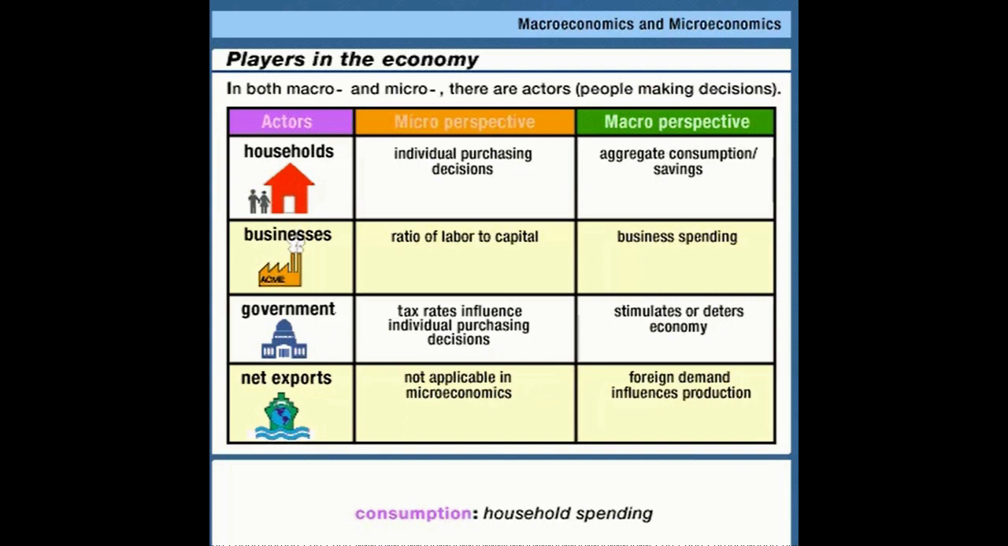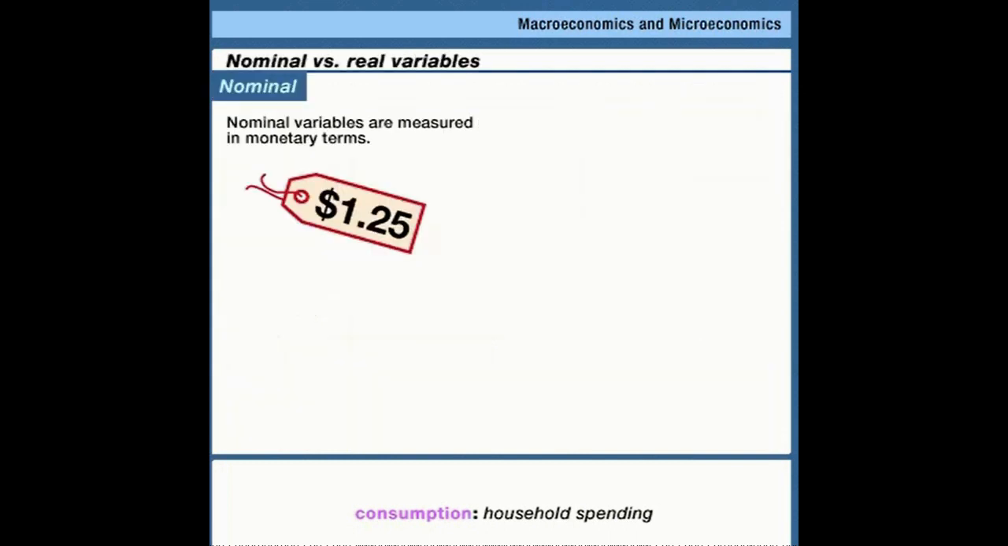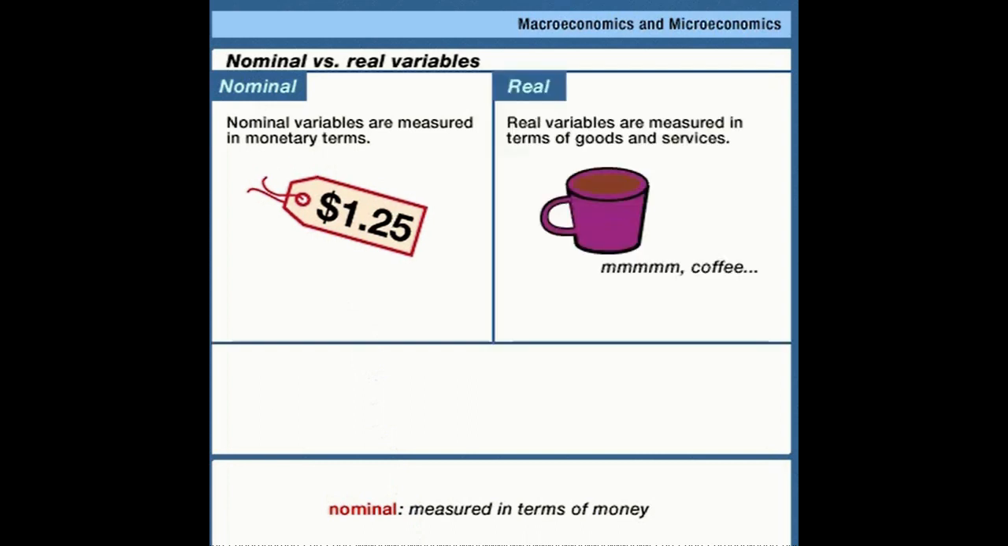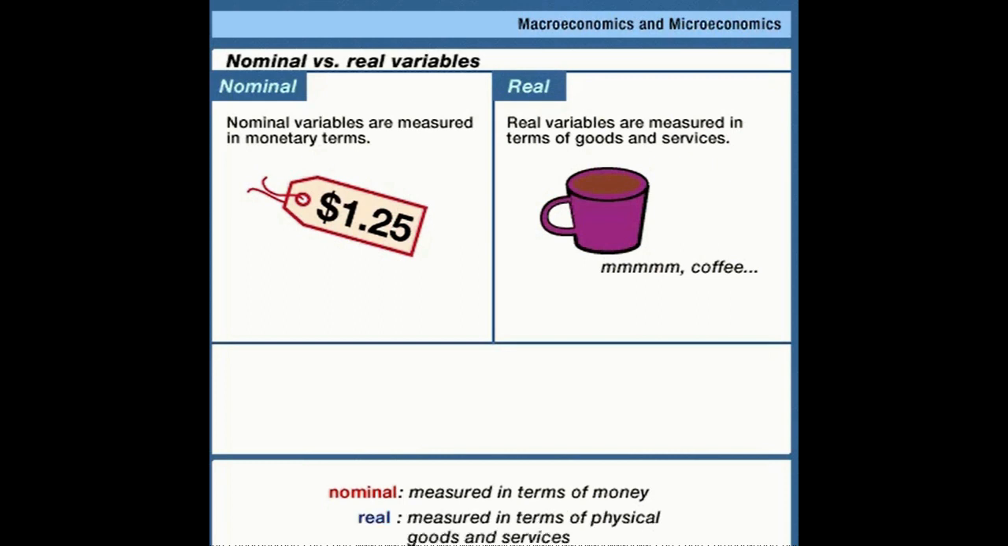if I want to talk in real terms, it's one cup of coffee. When we talk about real goods and services, we're talking about physical, tangible, actual goods and services that people enjoy. Cups of coffee, apples, haircuts, vacations, medical care. However, this is also $1.25 worth of coffee. That is, I can represent this coffee in nominal terms by talking about how much money I would have to pay to get it in the market.